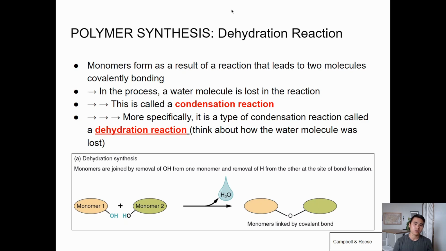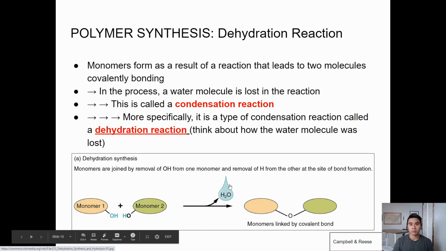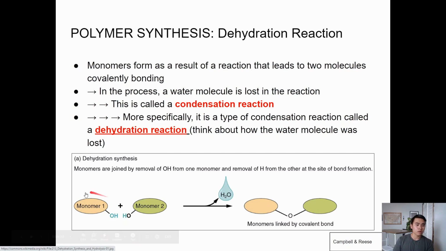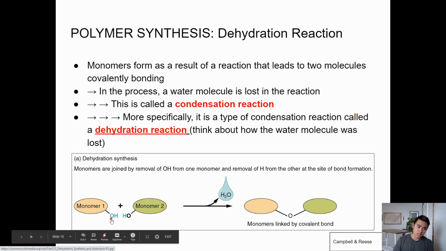So if you want to think about the word dehydration, think about it like you're dehydrated, you're thirsty, you need water, like you don't have water. In a dehydration synthesis, what happens is you're removing the water from the monomers being formed, or the monomers attaching to each other. So here we have two monomers. We have one monomer here, and if you look at it, there's an OH. There's a hydroxyl group attached to it. Monomer 2 also has a hydroxyl group attached to it.